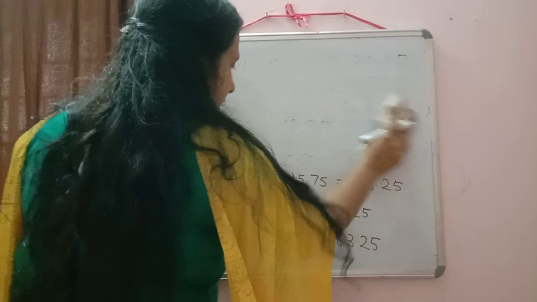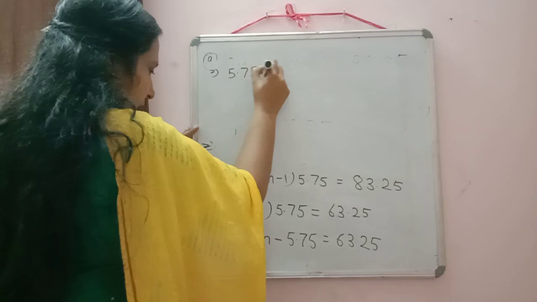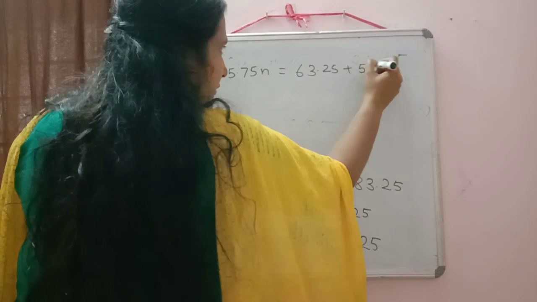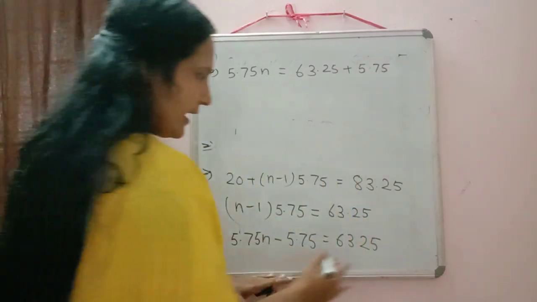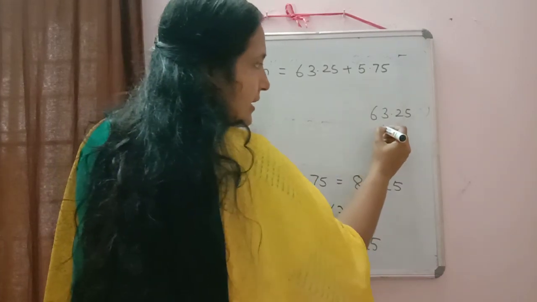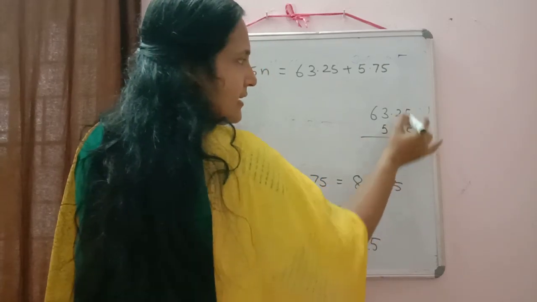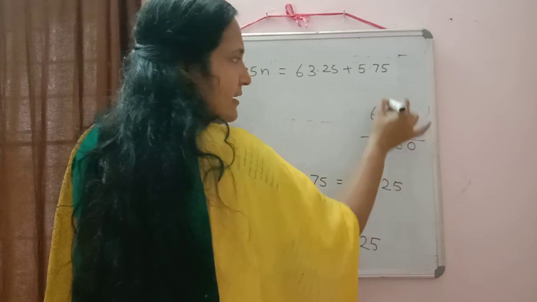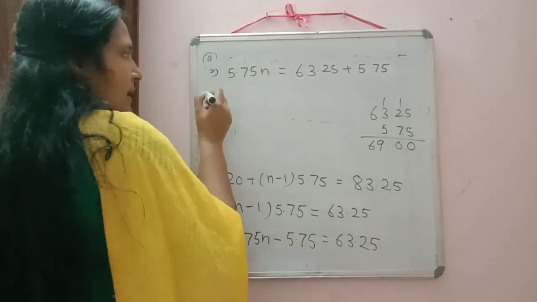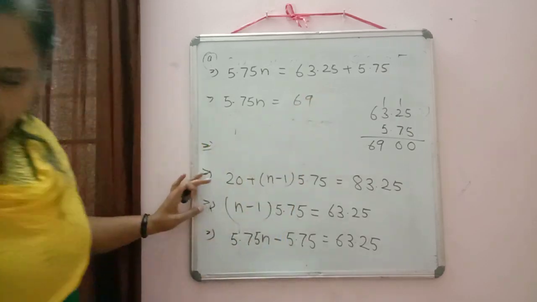5.75 to right hand side. So 5.75n is equal to 63.25 plus 5.75. So here I am doing the addition. 63.25 plus 5.75, decimal sign position should not be changed. 5 plus 5, 10. Carry over 1, 7 plus 2, 9, 10. Here 5 plus 3, 8 plus 1, 9. We will get 69. So 5.75n is equal to 69.